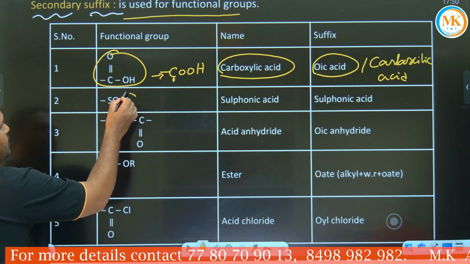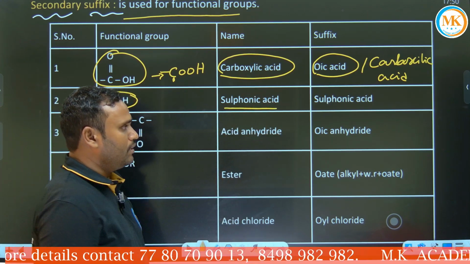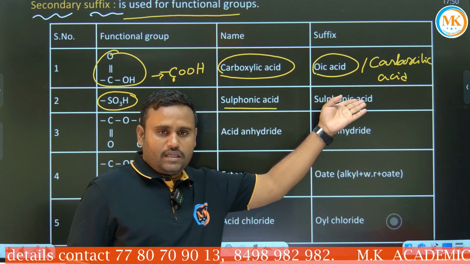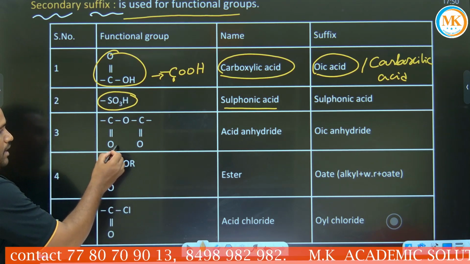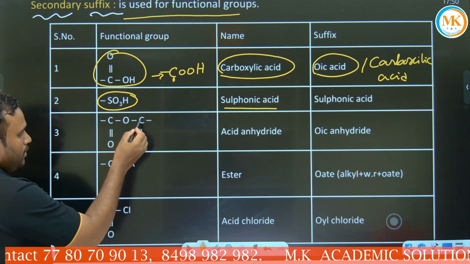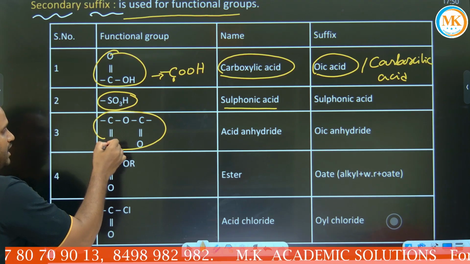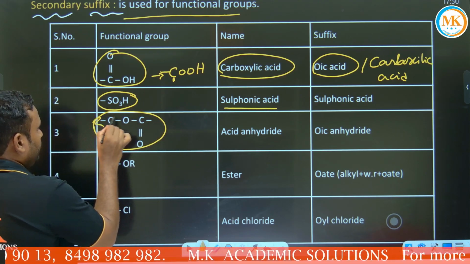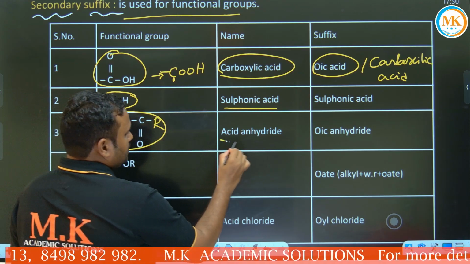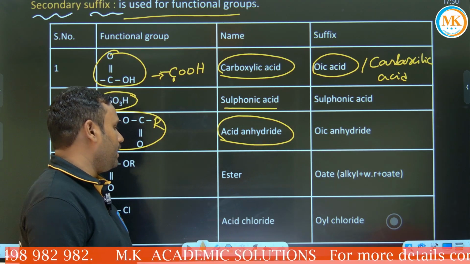And next, SO3H, sulfonic acid. Secondary suffix we are going to use as it is, sulfonic acid. Anhydride, C double bond O, C double bond O, this side R group and this side also R group. This is called acid anhydride. Here we are going to use oic anhydride.